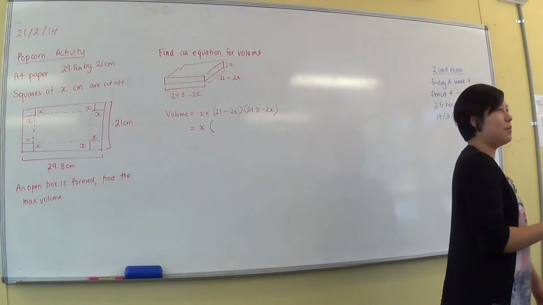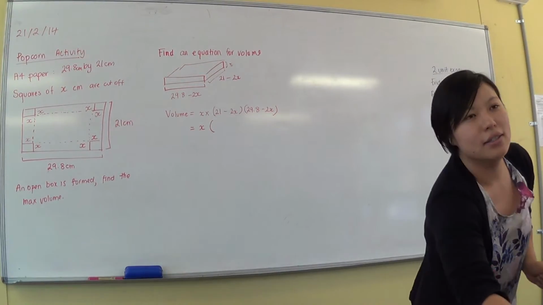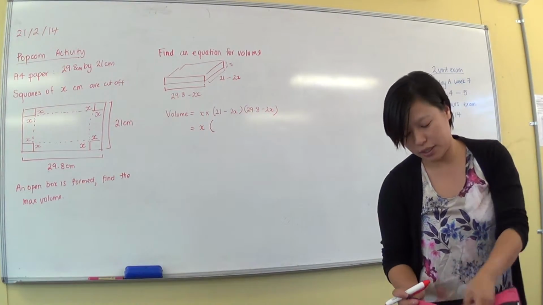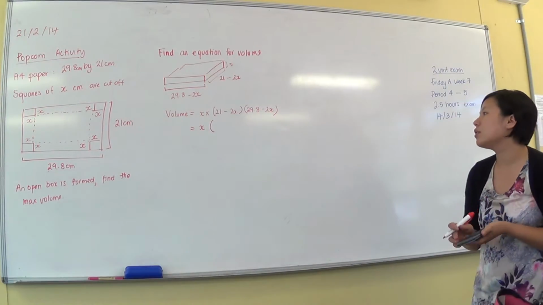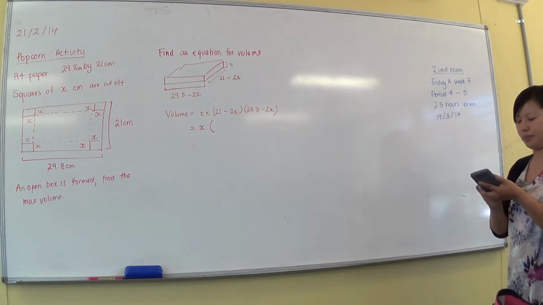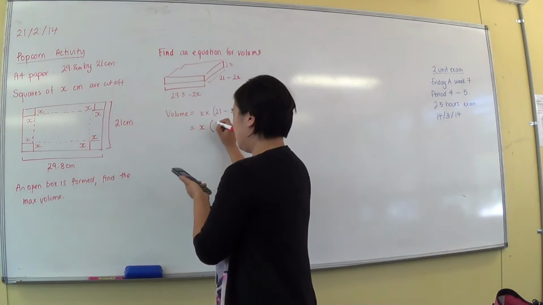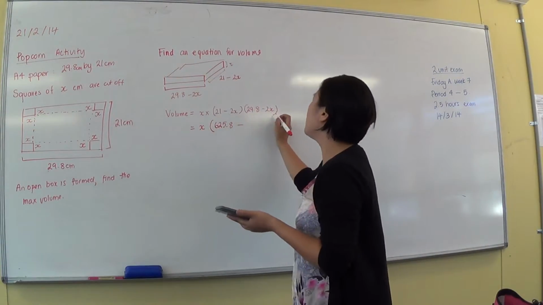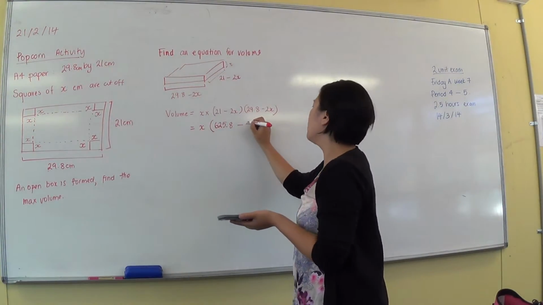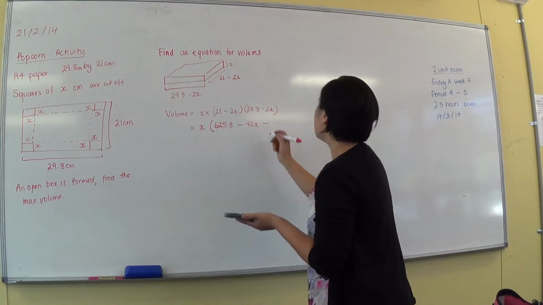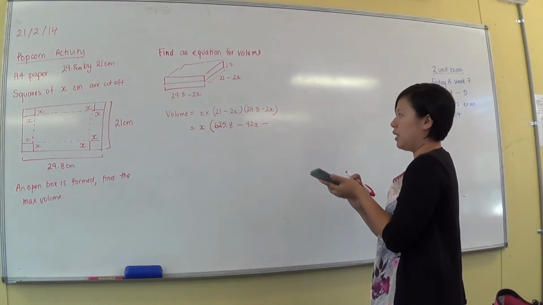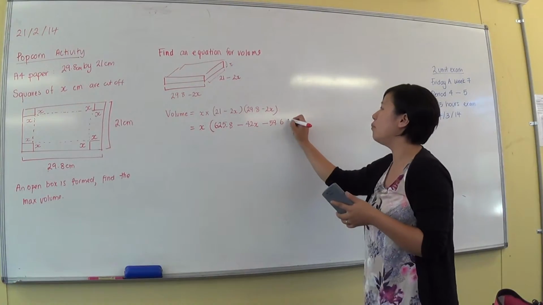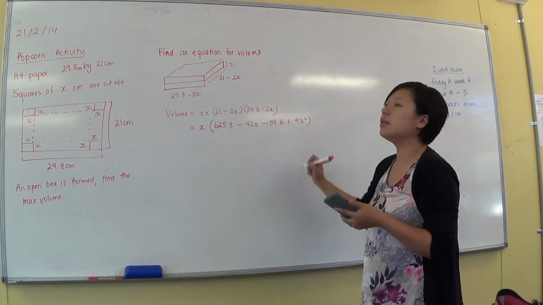So 21 times 29.8. Big. Nope, don't have the calculator. Yes, I do. Okay, so 21 times 29.8 is 625.8, minus 2 times 21, which is 42x, minus 29.8 times 2, 59.6, plus 4x squared. So that's expanding.